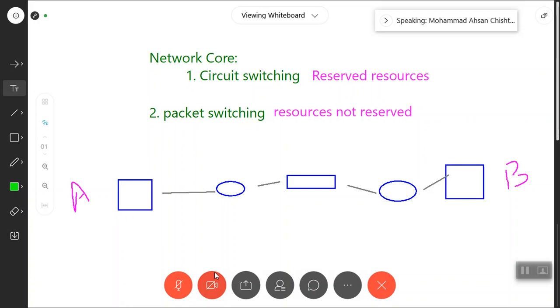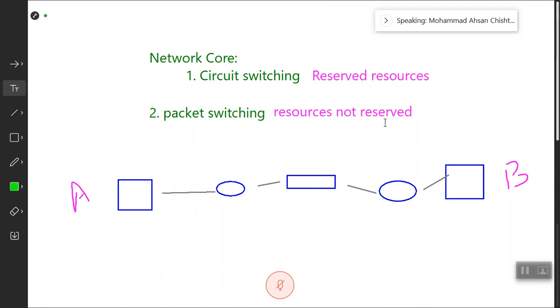Telephone networks are an example of typically circuit switched networks. Like you dial a connection when you are connected with the other person, in the sense that your link between you and your friend would not be broken. You will be continuously connected with the other person.